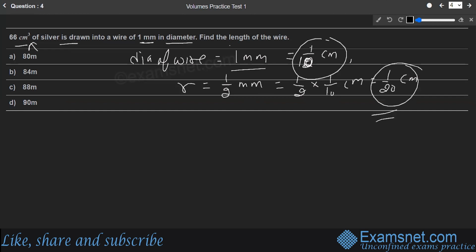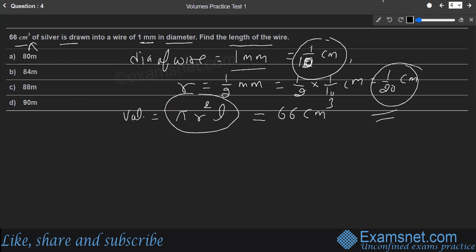Then he wants us to calculate the length of the wire. So clearly that will be in the form of a cylinder. The wire will be in the form of a cylinder, whose volume can be found out as pi r square L, where L is the length of the wire. This L is treated as the height of the cylinder, because the wire is horizontal, so that height becomes the length. That will be the volume of that particular wire, and this volume is given as 66 centimeter cube.